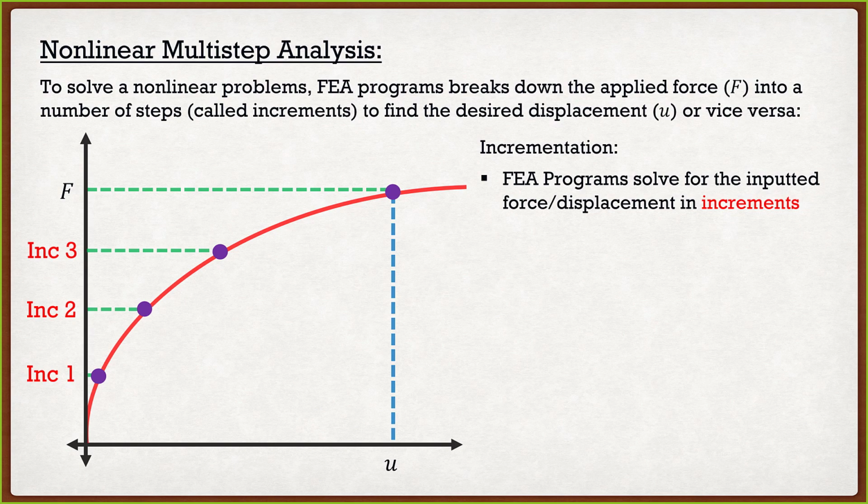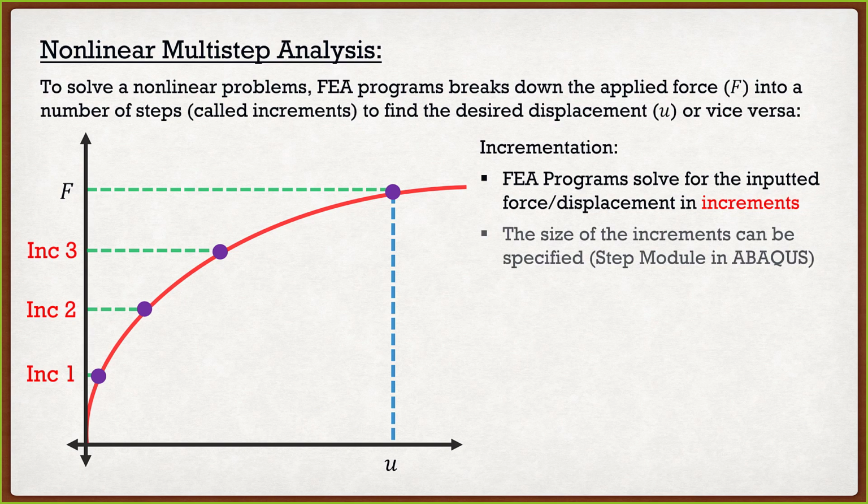Now, I just did it as three increments here. I guess it'd technically be four, because that fourth increment would be getting to F. But usually this is split into hundreds, if not thousands, of increments. It doesn't just go right to F right away. Now, the size of the increment can actually be specified, and that's why I'm showing you guys these slides: I want to show you how in ABAQUS we can specify these increment sizes.